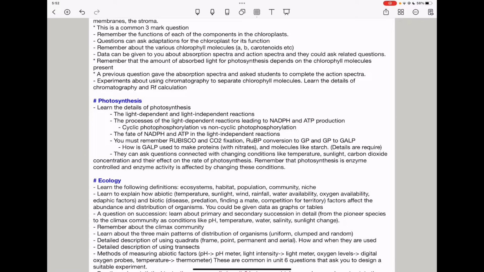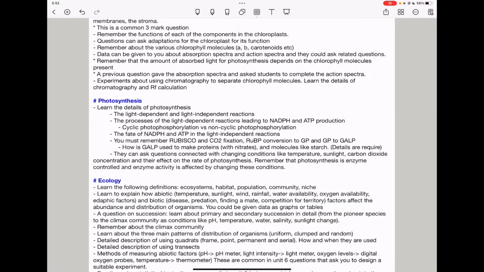They can ask questions connecting the changing conditions like temperature, sunlight, carbon dioxide concentration, and how these changes affect the rate of photosynthesis. So fully understand detailed explanation of how changing these conditions affect the enzyme-controlled reactions, including those of the light-independent reactions.